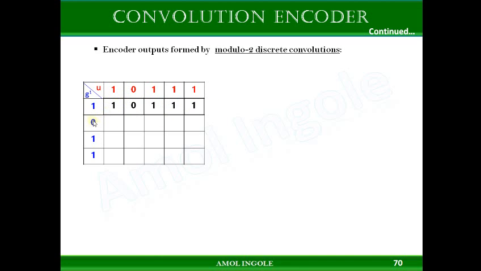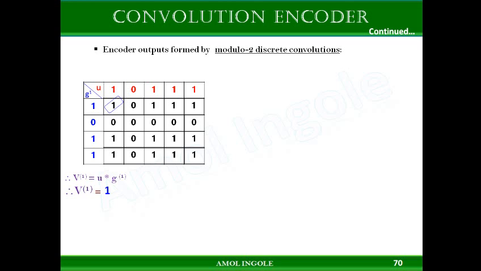Then multiplying 0 with the input bit stream, you get all zeros. That means anything multiplied with 0 will get you 0. Again, multiplying this 1 with the input bit stream will get you the same input bit stream and so on. Now you can write output V1, which is obtained by convolving the input bit stream with G1. This can be written like this by XORing diagonally.